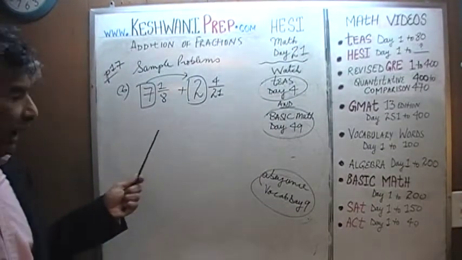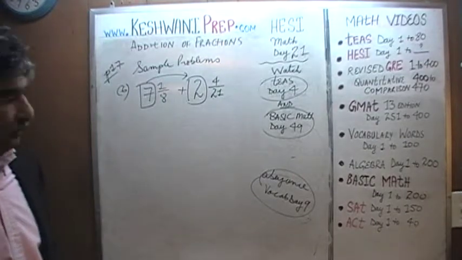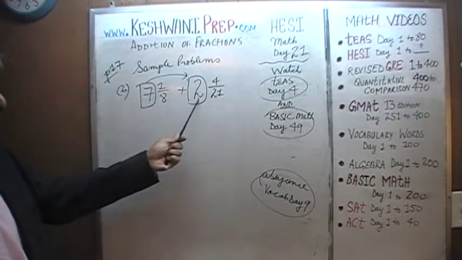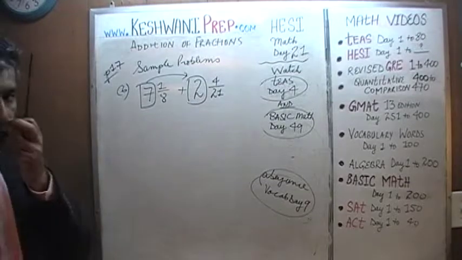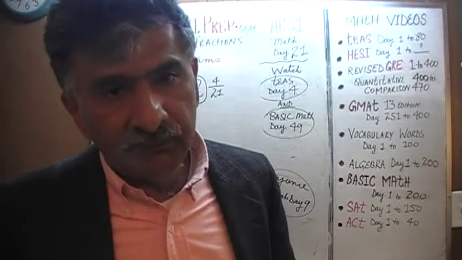We are being asked to add 7 and 1/8 plus 2 and 4/12. The 7 is a whole number, 2 is a whole number. Adding a 7 and a 2 is no big deal. That's just 9. We're not going to worry about it right now. We're going to leave that in abeyance.